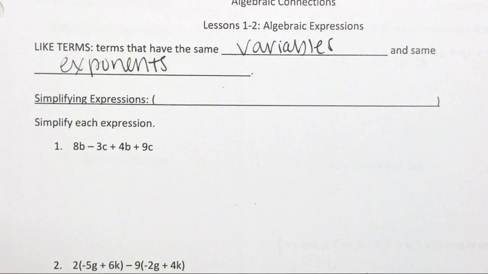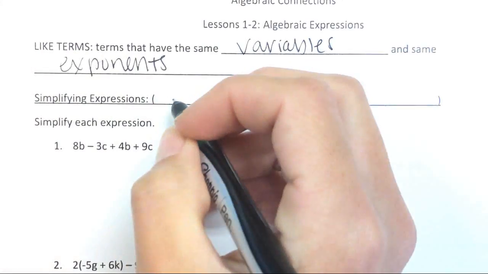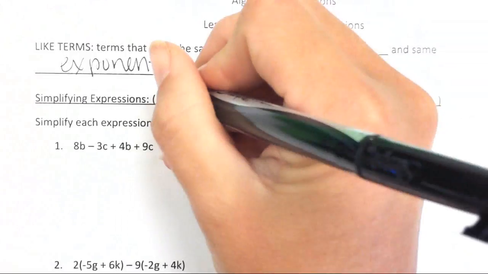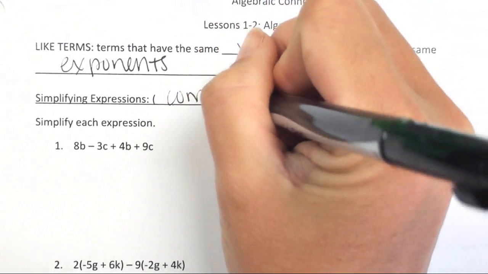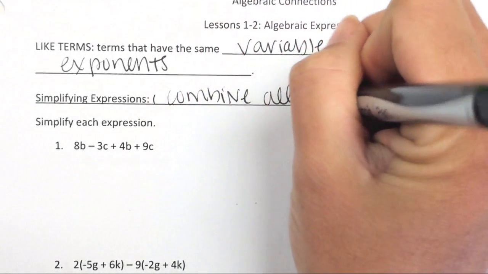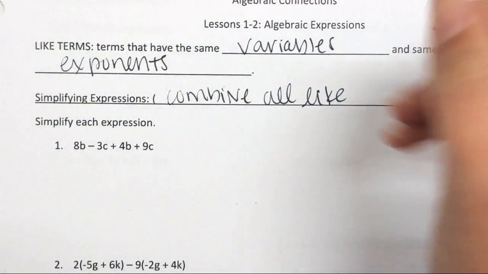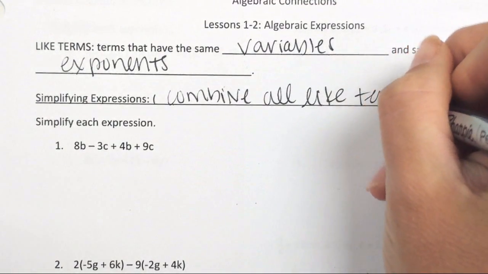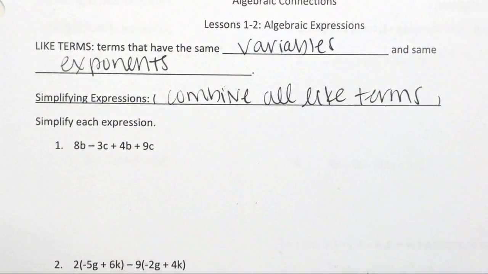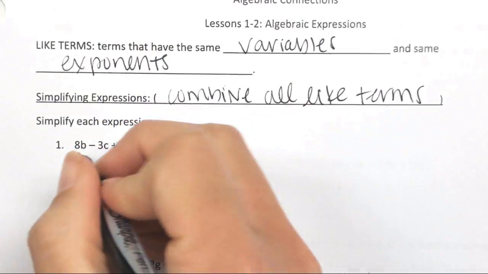Okay? So simplifying expressions, what this means is just we want to combine all like terms. That's all that simplifying expression means, is combine all like terms. And this should kind of be a review from algebra. So for 1 through 4, it's just saying simplify each expression. All they want us to do is combine like terms. So does 8b have a like term?